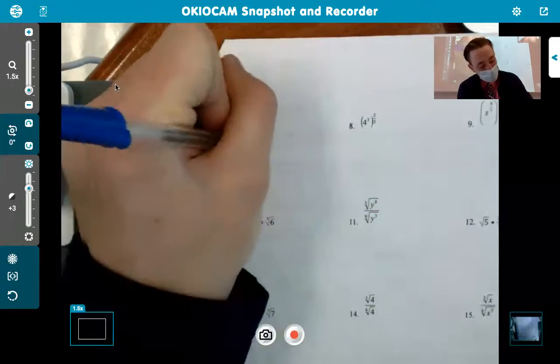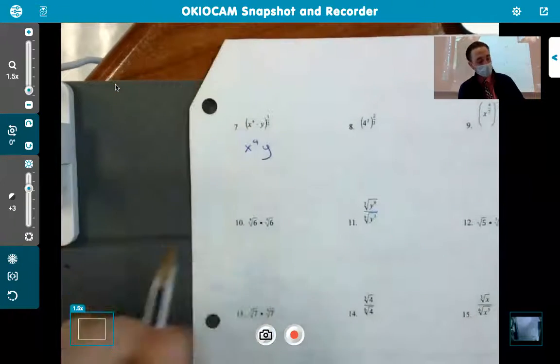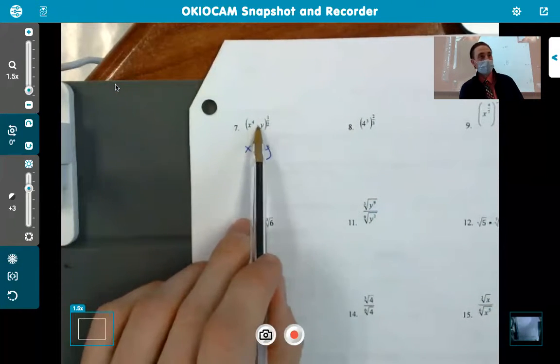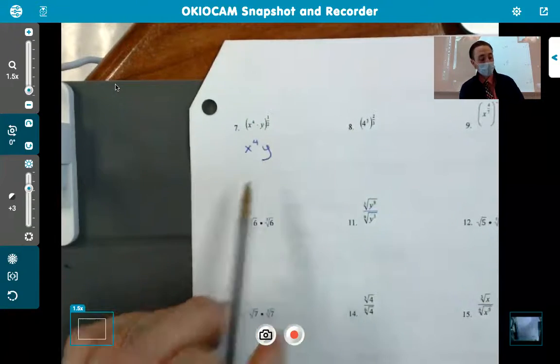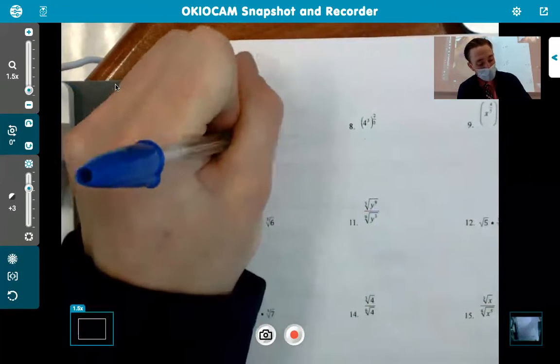So I have x to the fourth y, and I'm just going to combine these. Don't get thrown off with that extra punctuation. That just means you're multiplying them, right? This is the same thing. And I'm taking the square root.